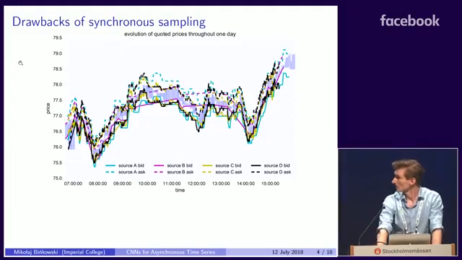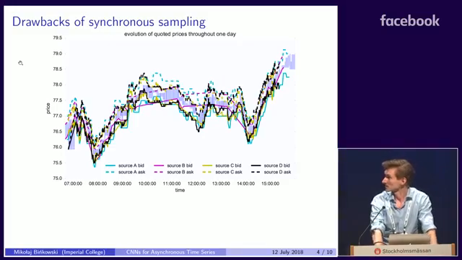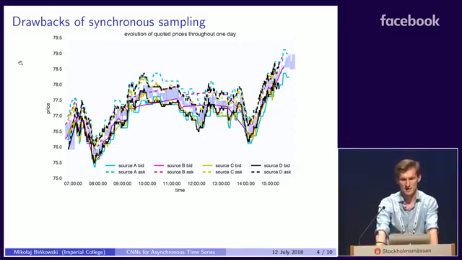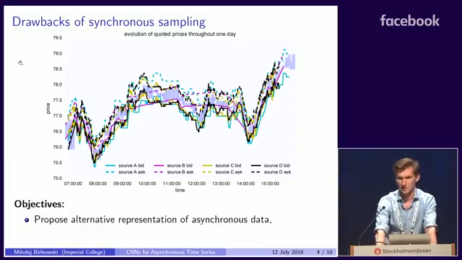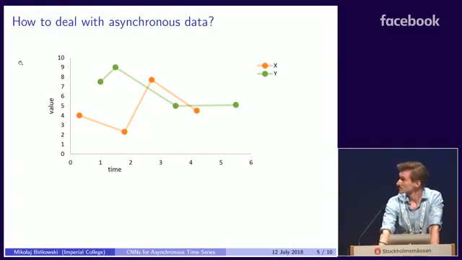This is a snapshot of 1 day of trading at credit default swap market, and this is actually a data set that was motivation for our research. You can see here prices offered by many different market participants. As you can see, some of them are updated much more often than the others. And with this data set, if we would like to keep all of the information, we would have to have over 200 times more data points than we have initially. So our objectives were to propose an alternative representation for asynchronous series and find a good neural network architecture appropriate for such representation.